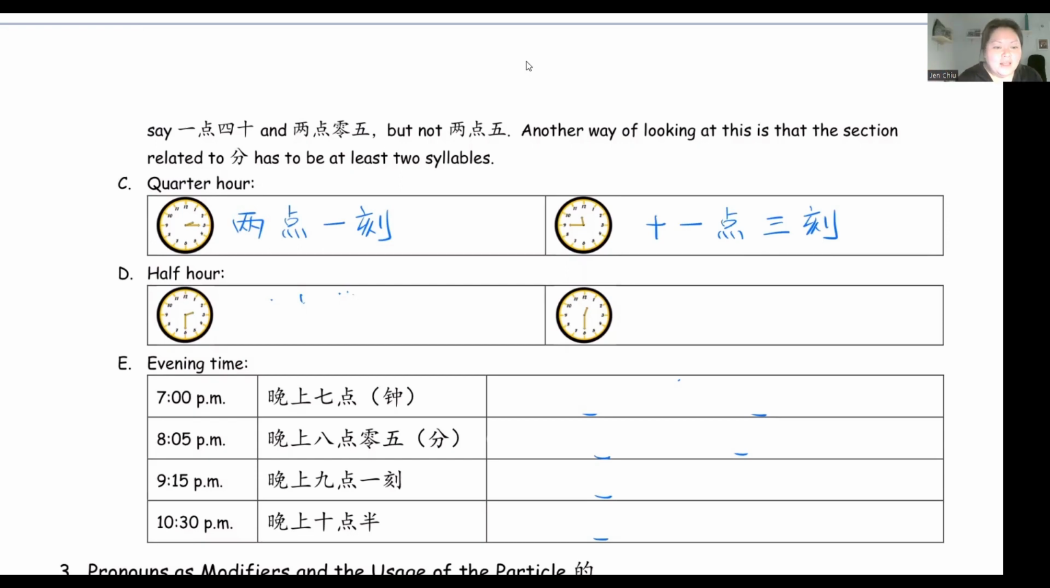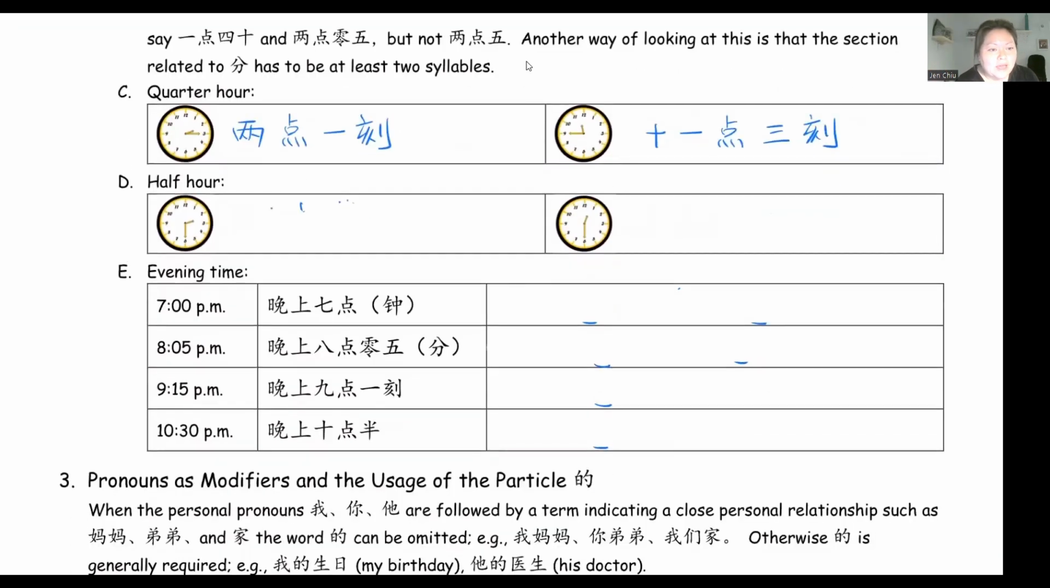Okay. All right. On the half hour, we have this one. We have 2:30. So we have 2点半. And then the last clock here, we have 12:30 because it's not yet 1 o'clock here. So 12点半. Oops, that's 1点半. I wrote it wrong too. Sorry about that. 12点半. Yeah, it's 12点半, not yet 1 o'clock.